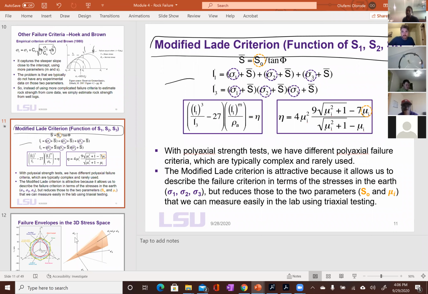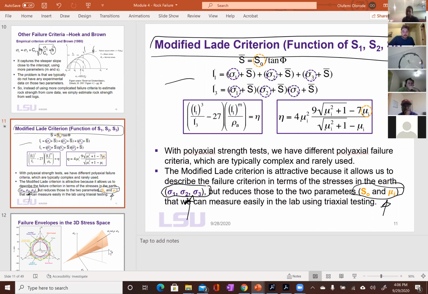I mentioned that in the video. Nobody remembers? Why are these in purple and this is in gold? The purple are the stresses in the earth, right? Sigma 1, 2, 3, principal stresses. This is what you can measure in the lab. So that's why it's useful.